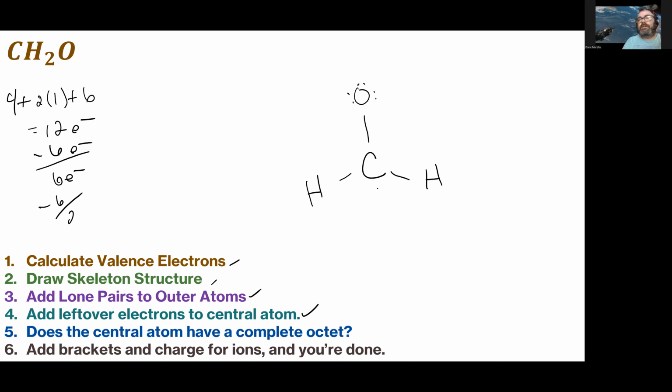So when that happens, we're going to form a double bond. And this happens by taking outer electrons away from the oxygen and sharing them again. There we go, with the carbon in the middle. So we have made a double bond in here.